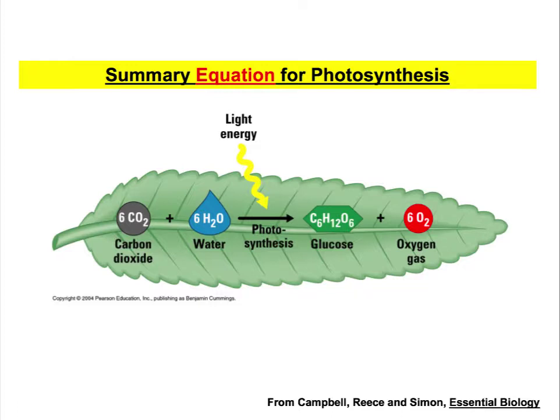Photosynthesis is a process by which energy from sunlight is captured by plants, certain algae, and certain bacteria to generate food. And a byproduct is oxygen. So here's the general equation for photosynthesis. Carbon dioxide plus water in the presence of energy is converted to glucose and a waste product called oxygen.